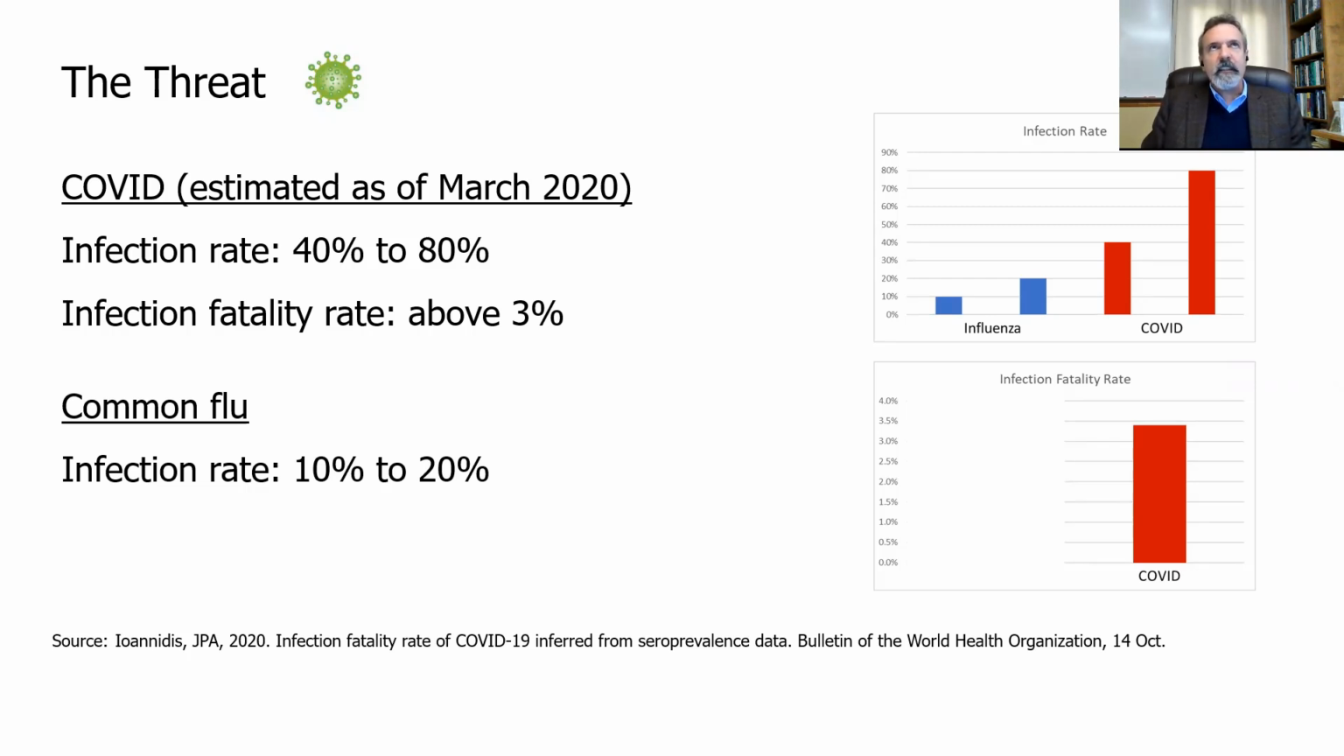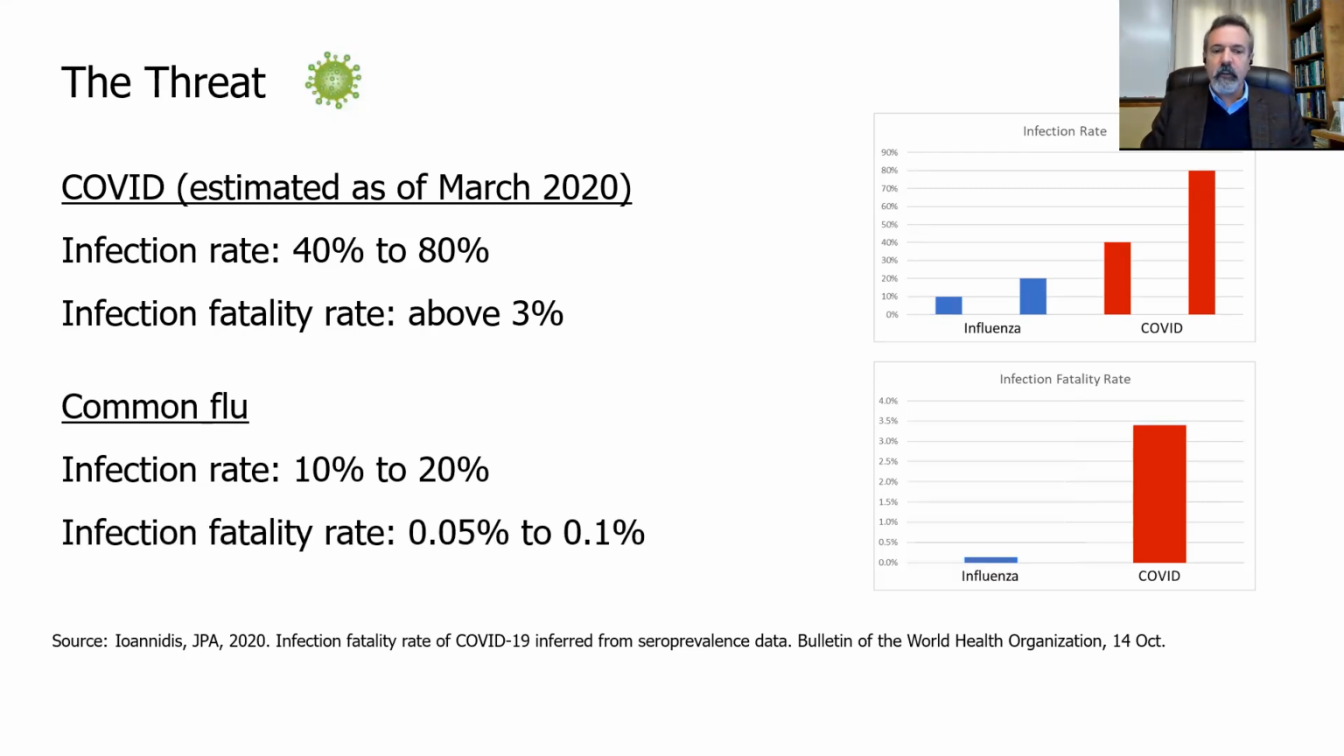Infection fatality rate is the probability of dying given that you have caught the disease. So think of infection rate as the probability of catching the disease and passing the disease on. Infection fatality rate is the probability of dying once you have been infected. For comparison, the infection fatality rate for the common flu is anywhere from 0.05% to 0.1%. So COVID was this thing that was far, far more deadly than the common flu and much more infectious.